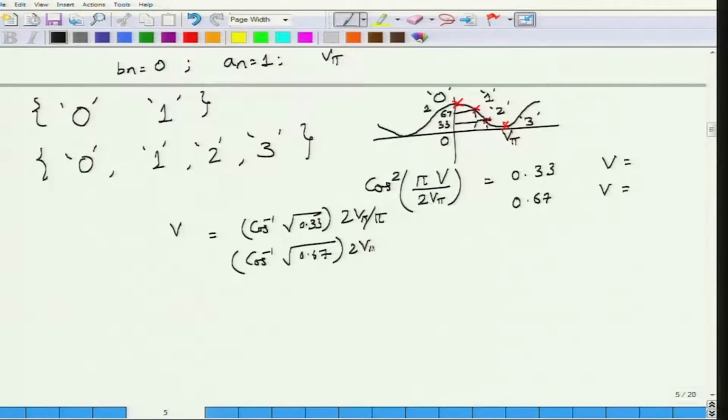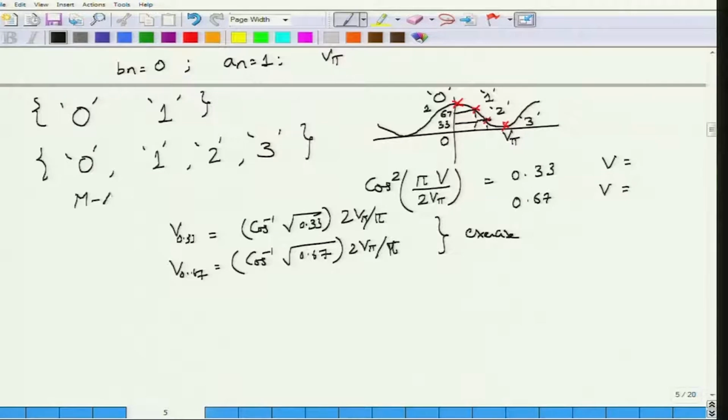So, you need to multiply this one by 2 V pi divided by pi, okay. So, find out the values corresponding to 0.33 and corresponding to 0.67 transmission ratios, okay. I will leave this as an exercise to you, a simple exercise that you can do with a calculator, okay.